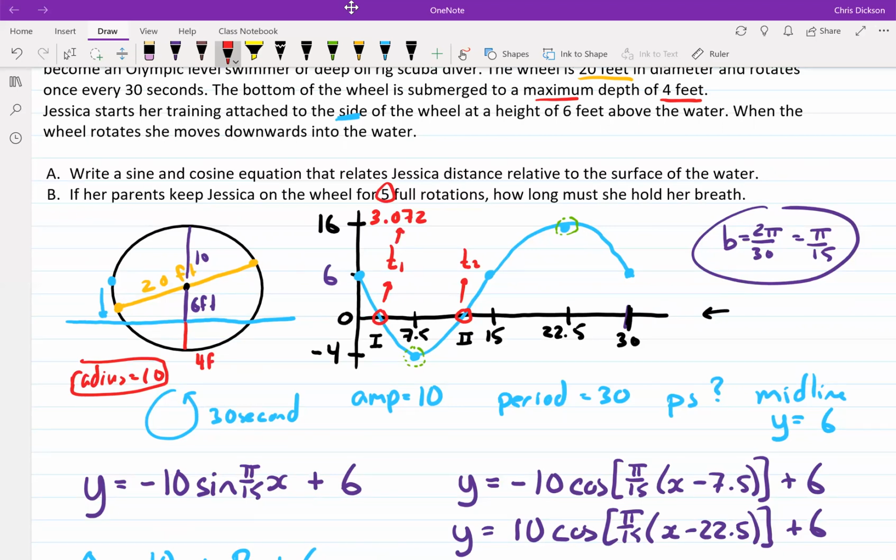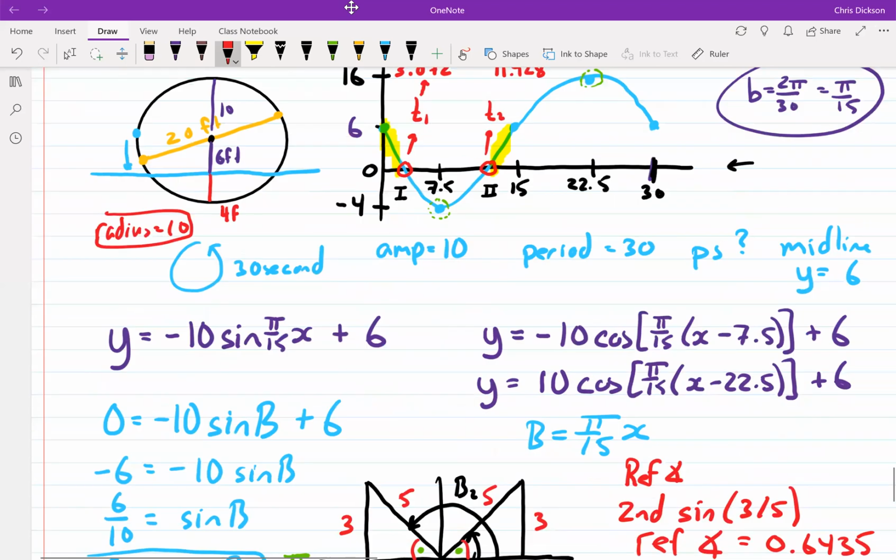Now, if I want to use symmetry for the graph, this distance here, let's see if I can color this in, that distance there should be the same as that distance there. So I'm going to go 15 minus this 3.072. So 15 minus 3.072 makes T2 11.928 approximately. But let's go back to the calculation below and see if we actually get this number.